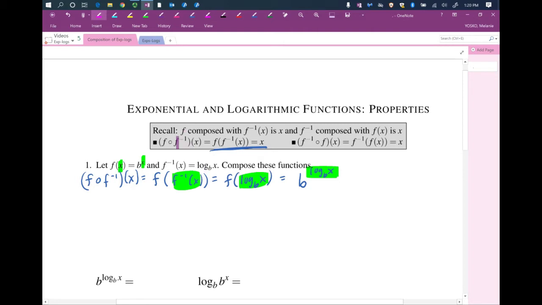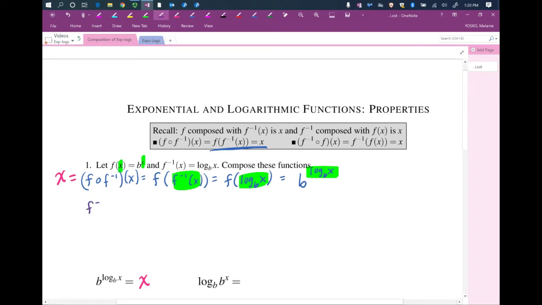But let's back up a step. We know that since these guys are inverses, whatever my input is also the output. So we see that x, and all these are equal signs, equals b to the log base b of x. So this is a composition of a function and its inverse. B to the log base b of x, the input is x, the output is x. So we put that here. Let's do the other one.